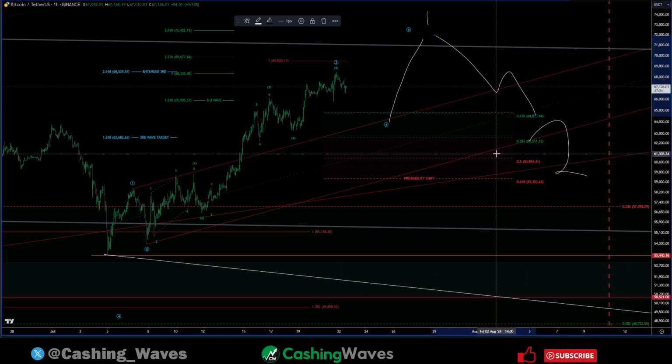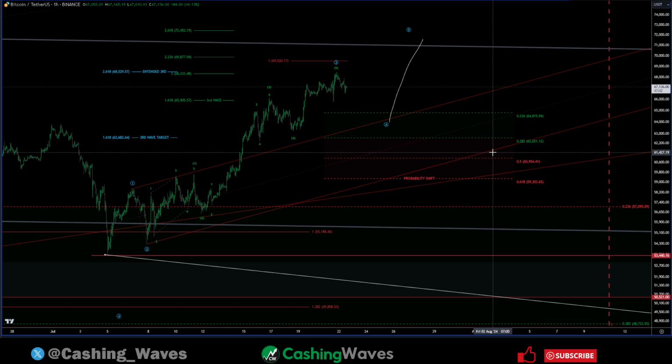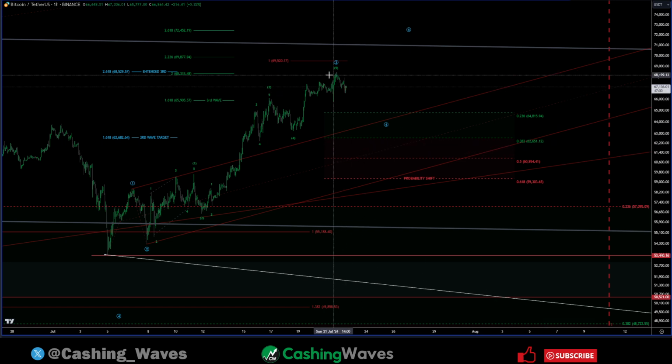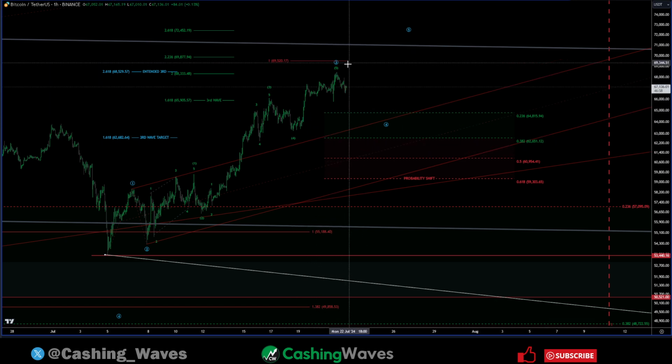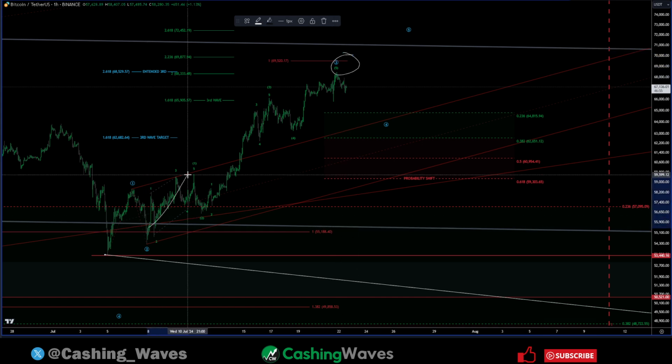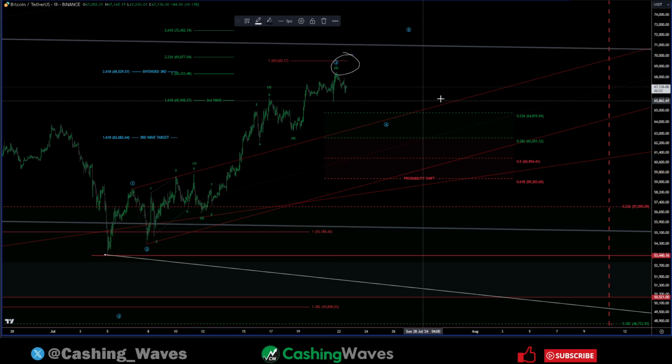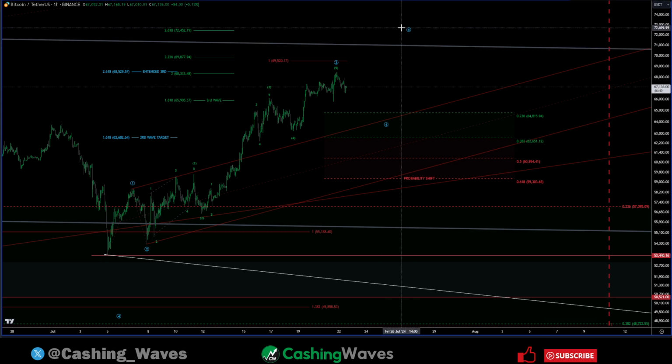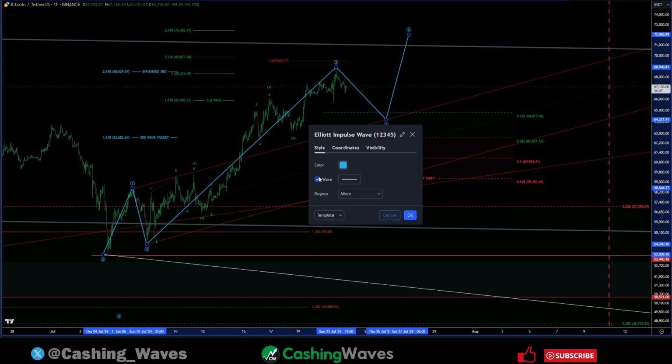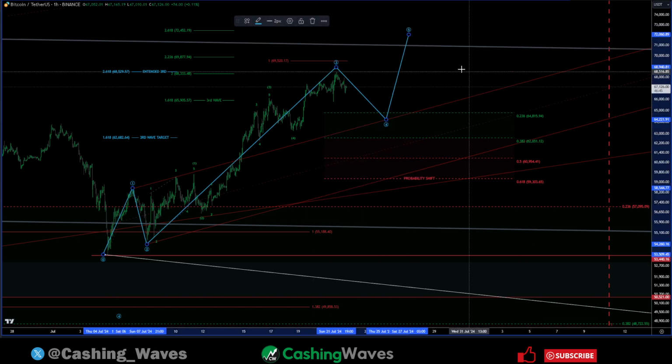So right now, this is my primary, looking for this fourth and fifth. But I am open to the fact that we could extend out here because we haven't reached that 1-to-1 extension of wave 1 off wave 4. So I'll just map that out for you, like so, to complete.